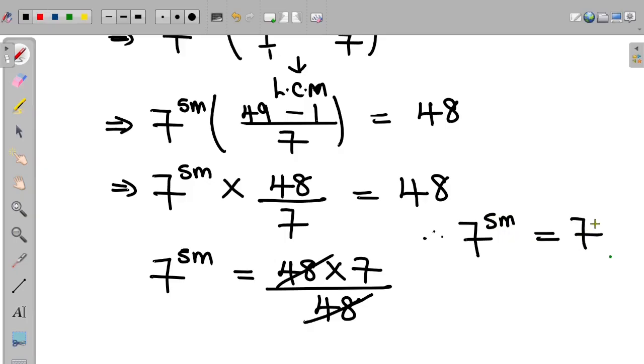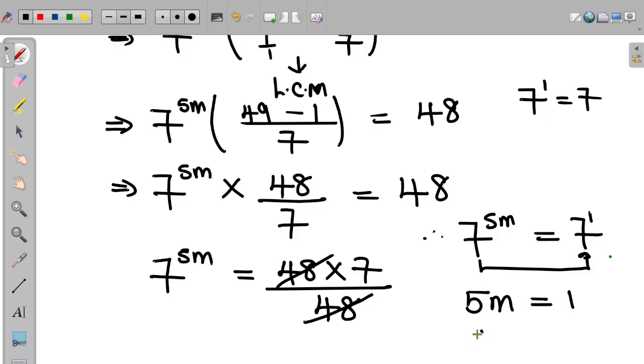equal to 7. But recall that 7 to the power of 1 is still 7. So I can add 1 as the index. So at this point, since their bases are the same, we can equate their powers. So we have 5m is equal to 1. Therefore, m is equal to 1 divided by 5.